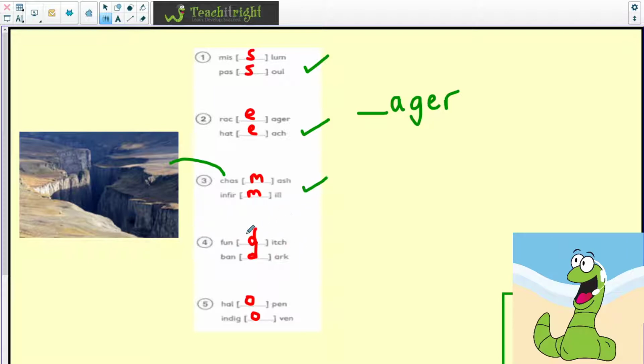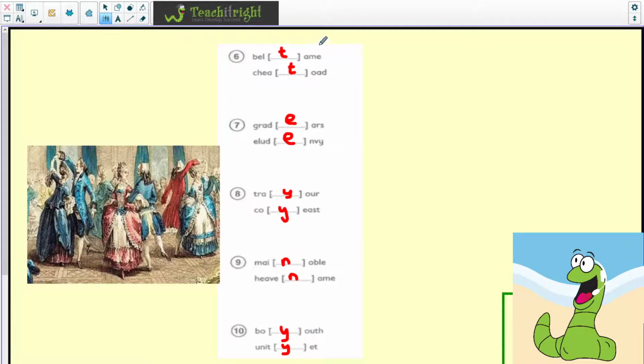So it's the M. Then we've got fund, ditch, band and dark. Halo, open, indigo and oven. So well done if you got all of those. Belt, tame, cheat and toad. Grade, ears, elude and envy. Envy being sort of jealous.